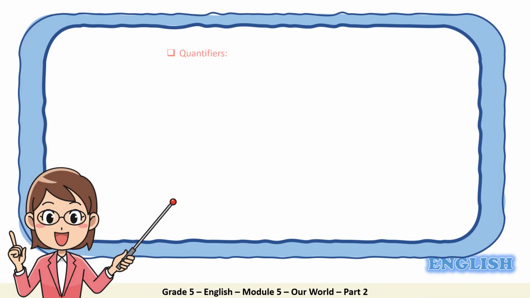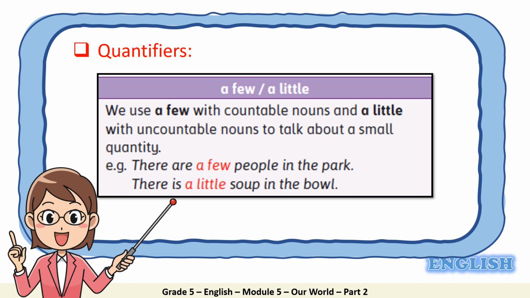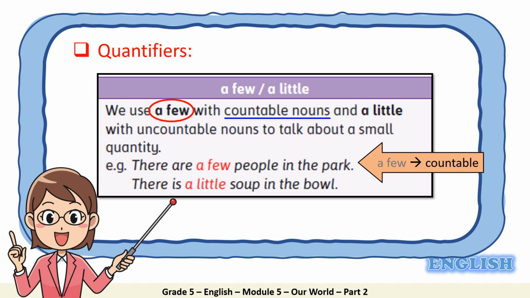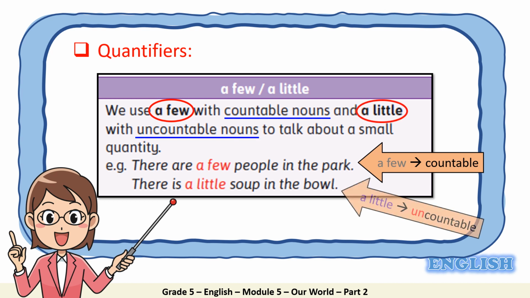Using the quantifiers a few or a little is actually very simple and easy to remember. We use a few with countable nouns, like this example. There are a few people in the park. And we use a little with uncountable nouns, like this example. There is a little soup in the bowl.